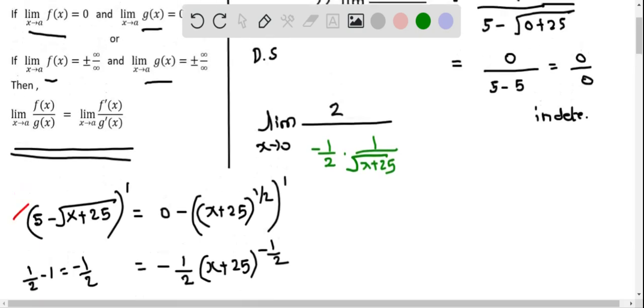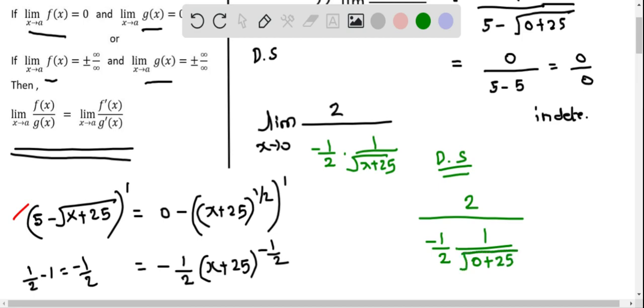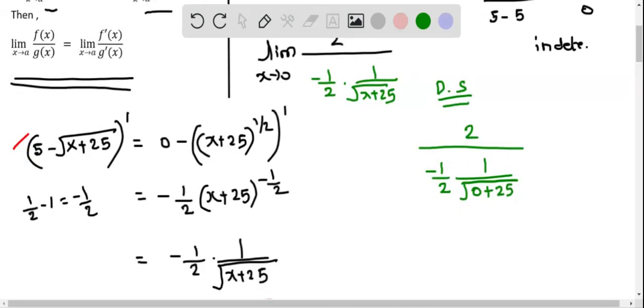Now we have found the derivatives of numerator and denominator, which means we can do the direct substitution. So let's check if we are getting the result. So in the numerator, we just have 2 as a constant, and in the denominator we have negative 1 by 2 times 1 over square root of x plus 25. In place of x, I put 0. So we can simplify this further. So this is equal to 2 over negative 1 by 2 times 1 over square root of 0 plus 25, and 0 plus 25 is 25, and square root of 25 is 5.